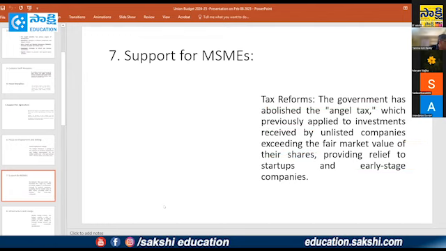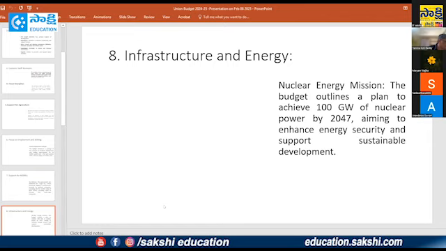This budget also supported the MSMEs. There are tax reforms. The government has abolished the angel tax, which previously applied to investment received by unlisted companies exceeding the fair market value of their shares, providing relief to startups and early-stage companies, to boost startups and even entrepreneurship. This is one of the wonderful provisions in the budget.